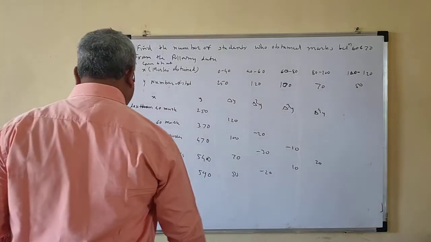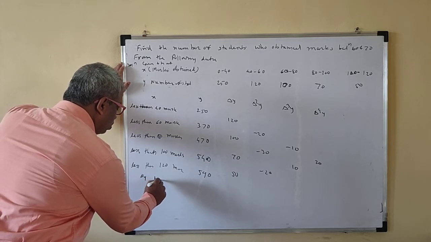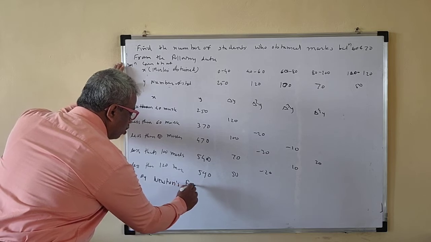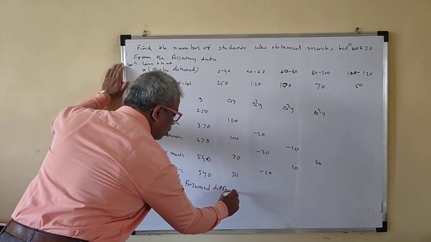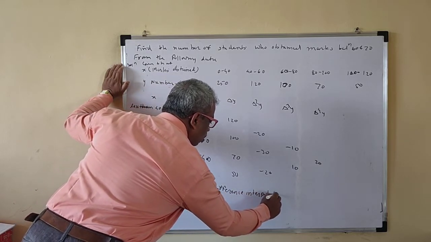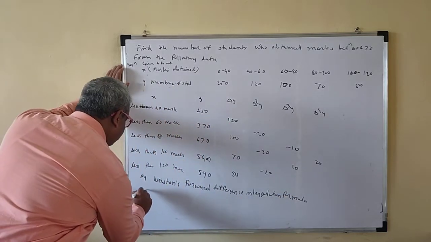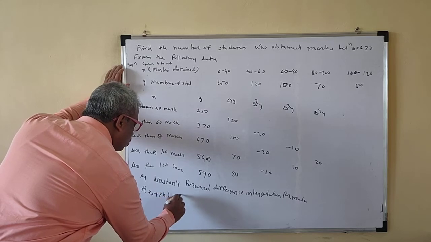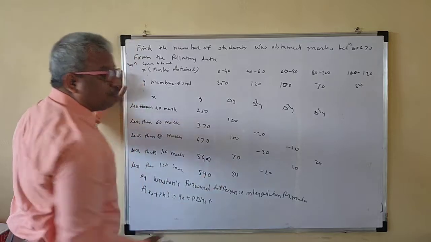Okay. So we'll write here, by Newton's forward difference interpolation formula, f of x naught plus ph is equal to y naught plus p delta y naught. You have to write the formula up to the fourth difference now.